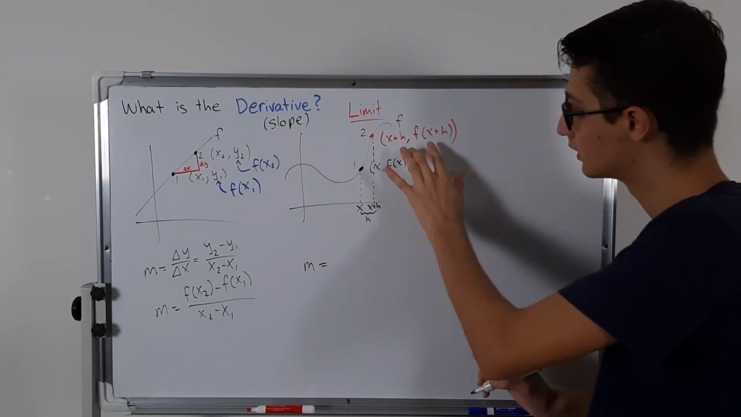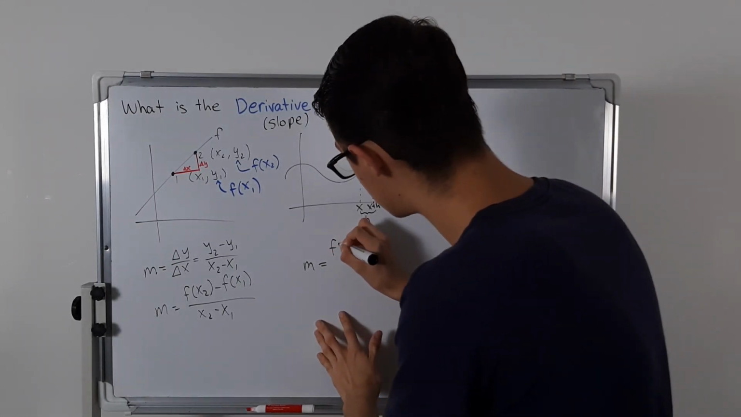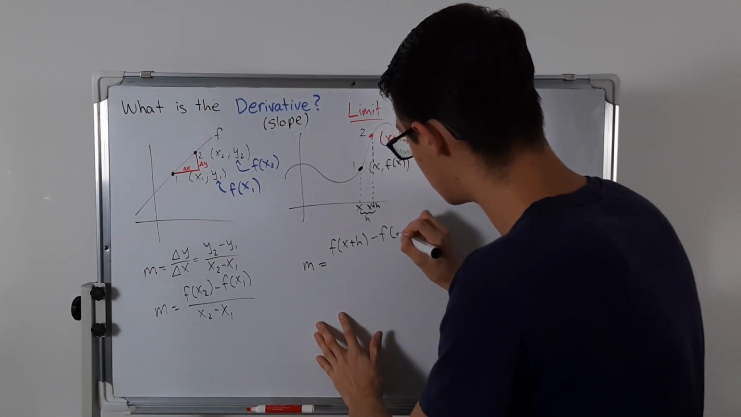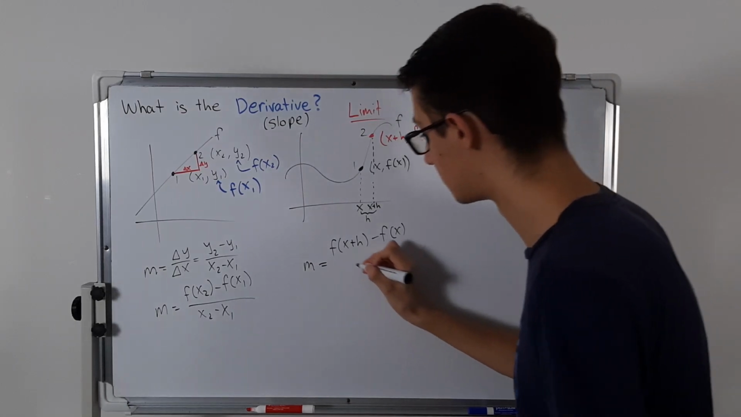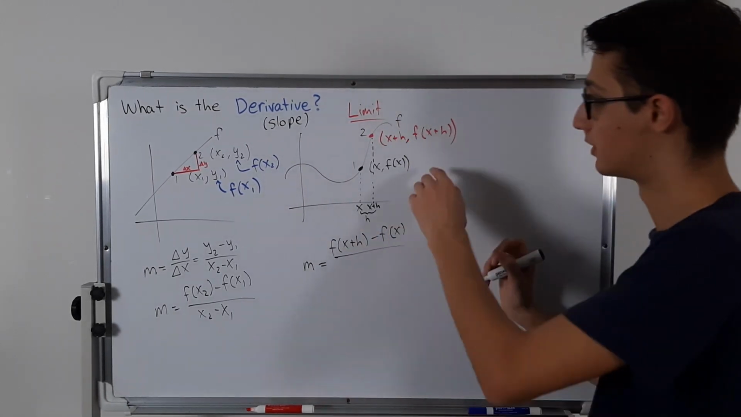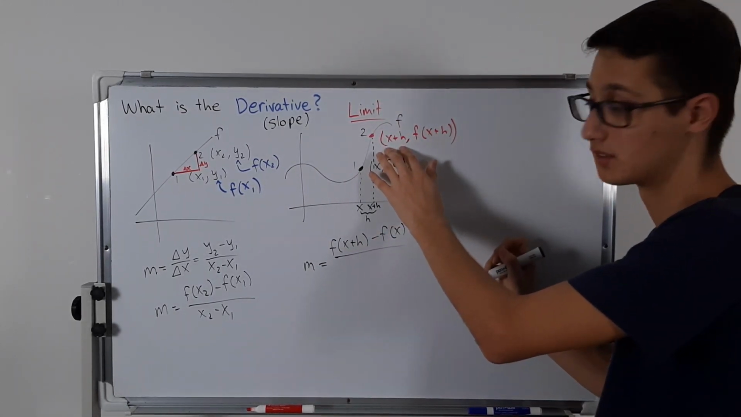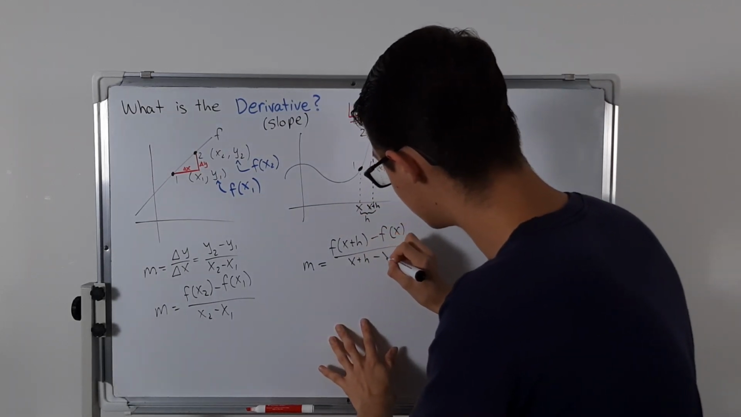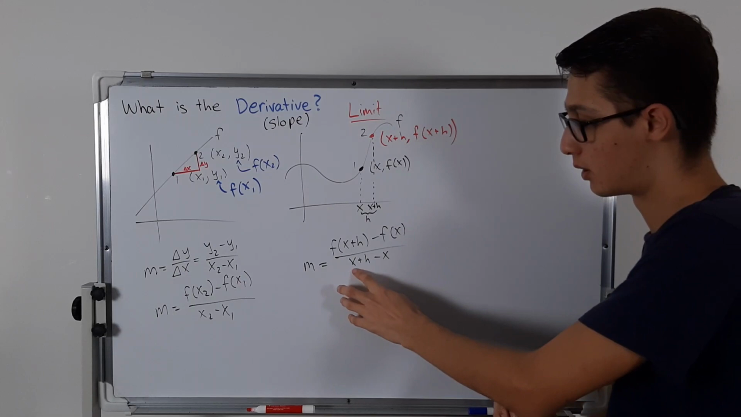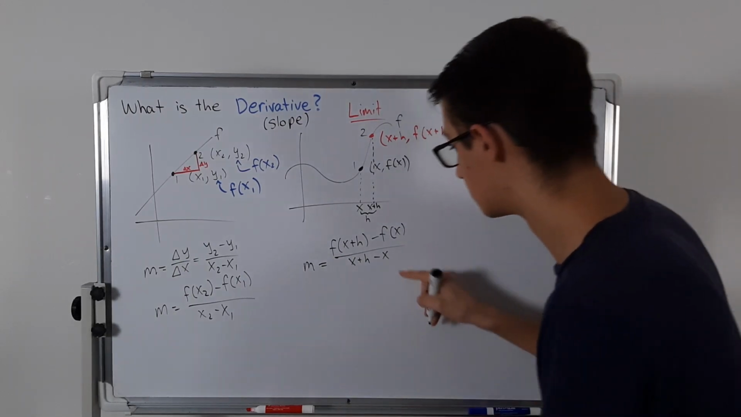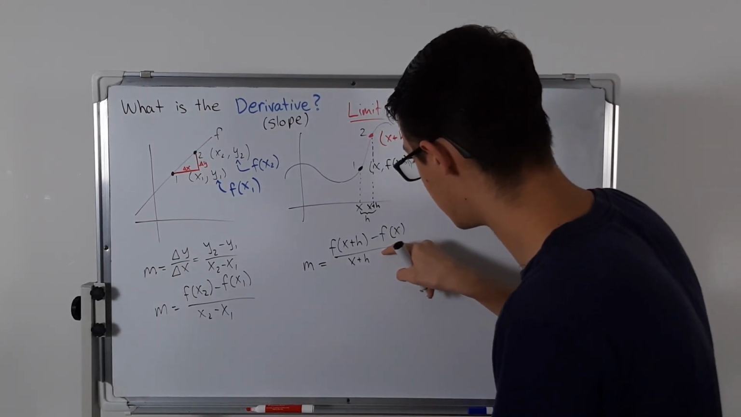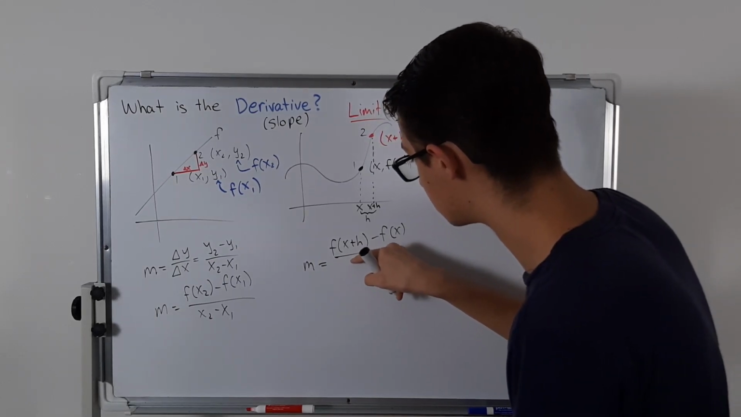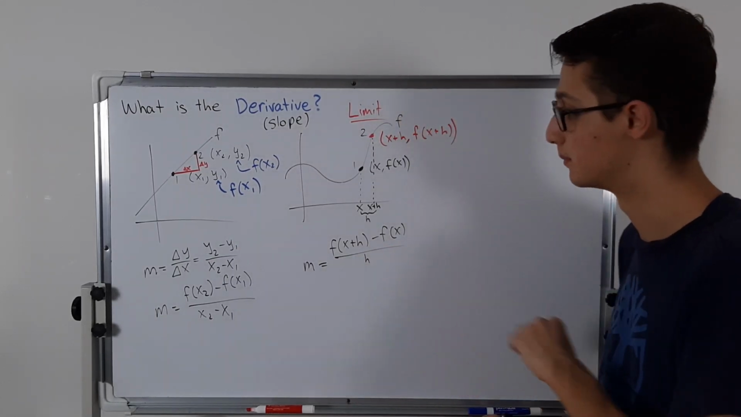So we're going to start with f of x plus h. This is the difference in the y's. So f of x plus h minus f of x, divided by the difference in the x's, which is x plus h minus x. So we have x plus h minus x. Notice how we have x minus x, so that can go away. So let me just do that. Now we're just left with h on the bottom, and that's it.